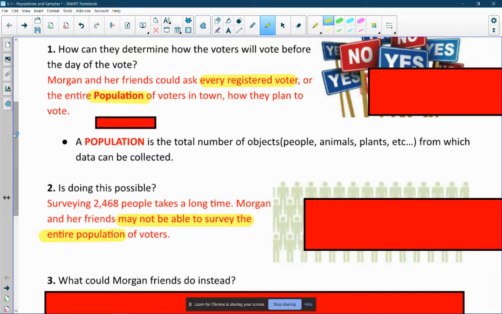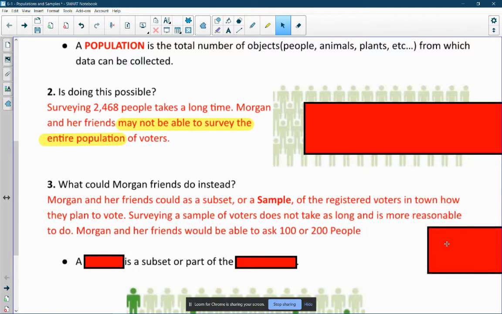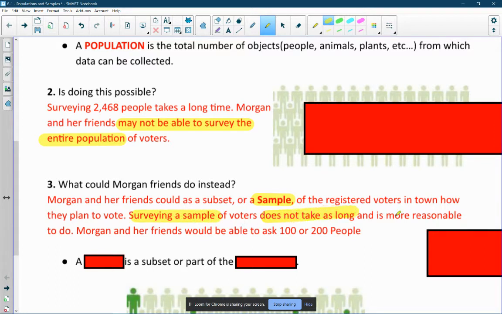So what could they do instead? Could they ask part of the people, half the people, a third of the people? Well, we have a specific name for that. Morgan and her friends could ask a subset or a sample of the registered voters in town how they plan to vote. Surveying a sample of voters does not take as long and is more reasonable to do. Morgan and her friends would be able to ask 100 or 200 people.